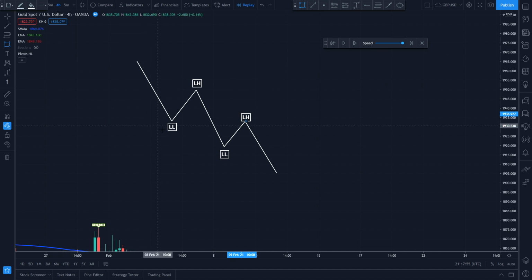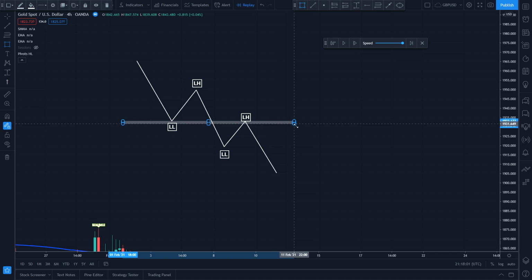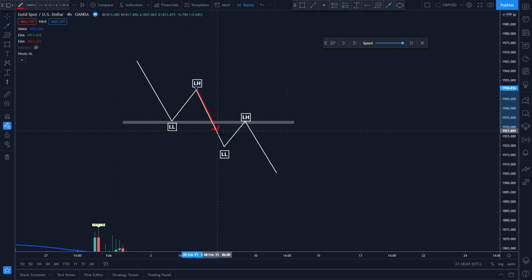So we wait for the market to create a lower low, which creates a zone, a miniature zone of support, right? And what we're doing is we're waiting for the market to break that zone. So once we break that zone, that's when we want to enter into our trade. And then we create another lower low. And when we create a lower low, what does the market do? It creates a lower high.